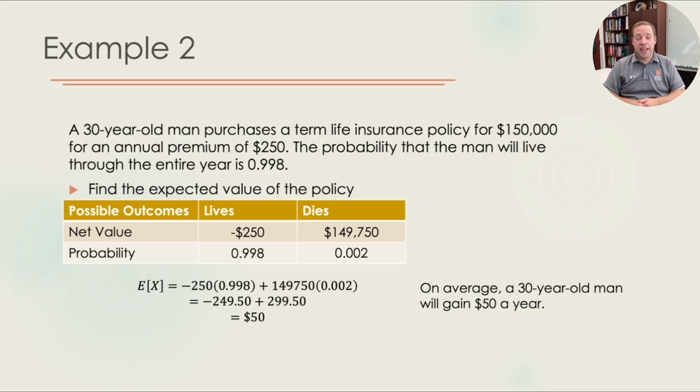The point of this exercise is, how do we calculate expected value and how do we interpret it? And that's this example with life insurance. In the next example, we're going to talk about a more negative expected value, and that is in a gaming or gambling scenario.